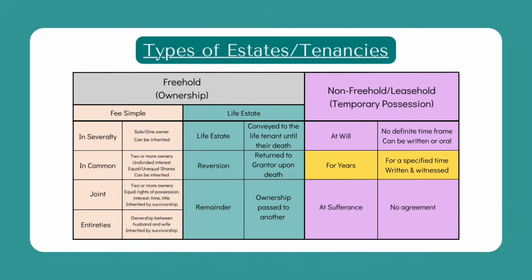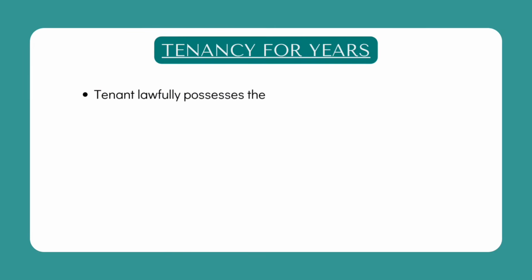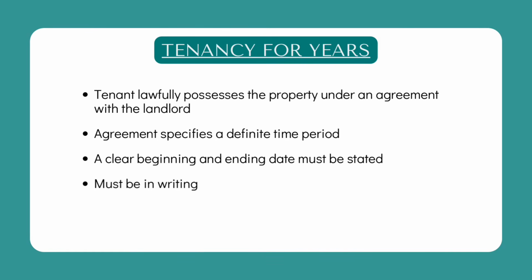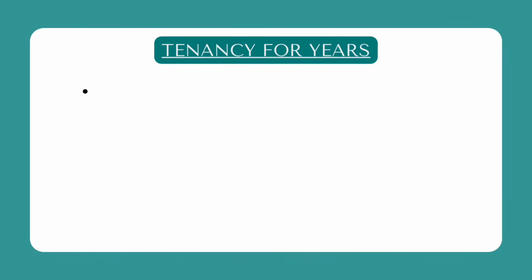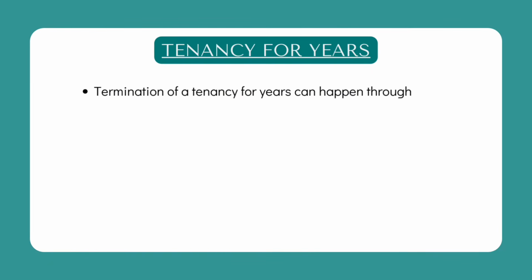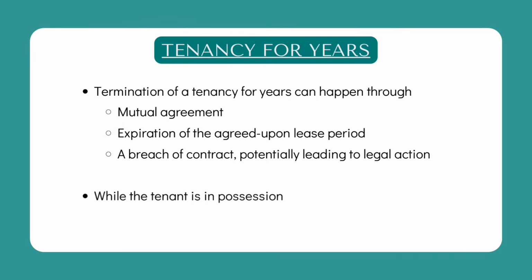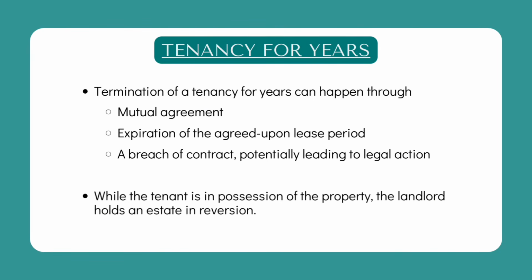A tenancy for years is a non-freehold estate where the tenant lawfully possesses the property under an agreement with the landlord, specifying a definite period. This type of tenancy requires a clear beginning and ending date, both explicitly stated. Additionally, a tenancy for years must be in writing, bearing the signature of the landlord and witnessed by 2 individuals. Termination of a tenancy for years can happen through mutual agreement, expiration of the agreed upon lease period, or a breach of contract, potentially leading to legal action. While the tenant is in possession of the property, the landlord holds an estate in reversion.